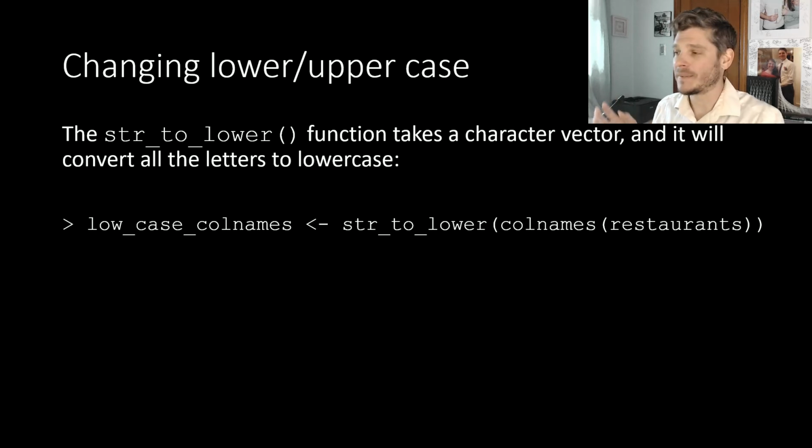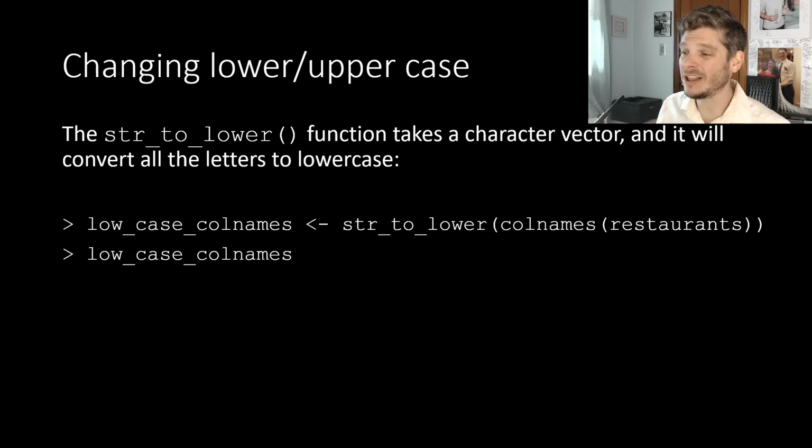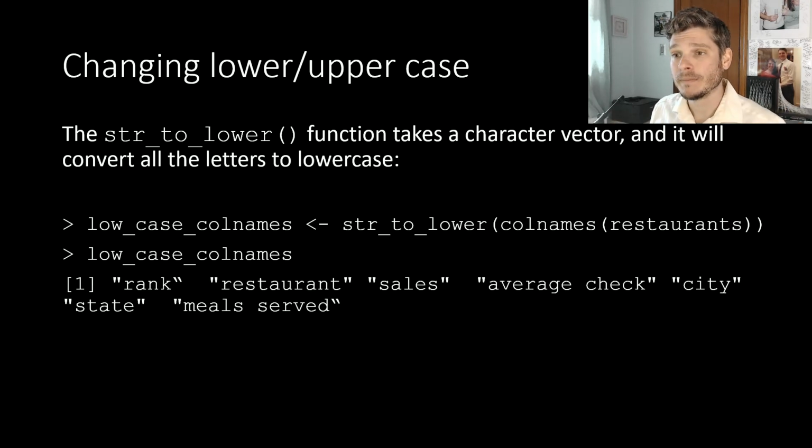So I'm going to store it. I'm going to use my string to lower function, and my string to lower function is being used on the column names of the restaurant. So again, I have nested functions. It's going to work from the inside out, really. So column names of restaurants, it's going to, again, return all those individual elements. It's going to convert them all to lowercase, and then I'm going to store it back in my lowercase column names. And when I check lowercase column names now, boom, everything is now in lowercase.